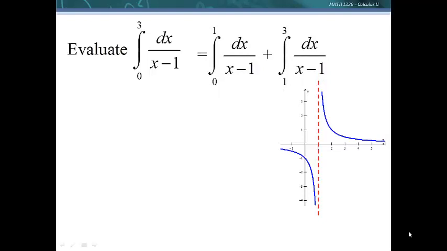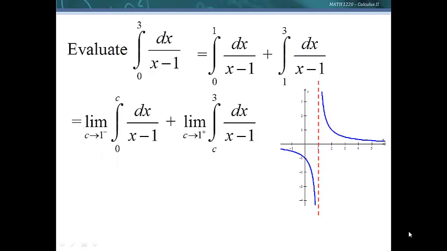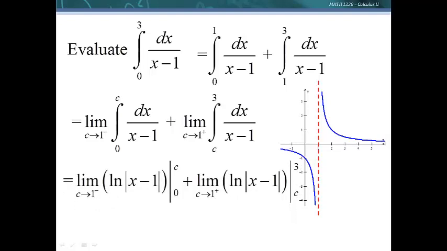And because of our point of infinite discontinuity there, we are going to need to replace this with c and then let c approach 1 from either side. So we're going to have the limit as c approaches 1 from the left hand side, integrating from 0 to c. That'll take care of this piece, and then we are going to integrate from c to 3 and let c approach 1 from this right hand side. So as we do this, we can use the antiderivative, the natural log of the absolute value of x minus 1. We need to evaluate from 0 to c and then add to that the same thing, evaluating from c to 3, and then let c approach 1 from either side.